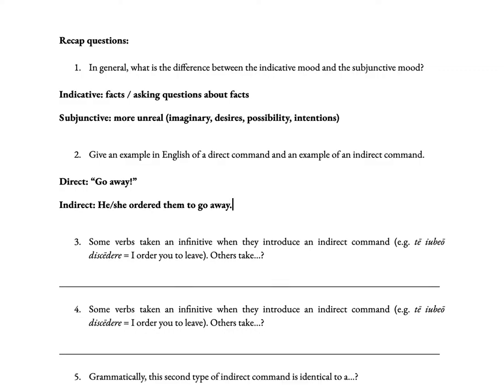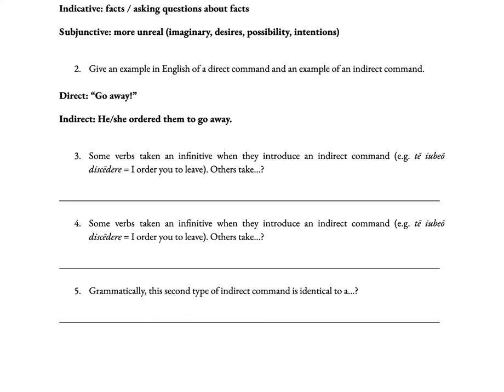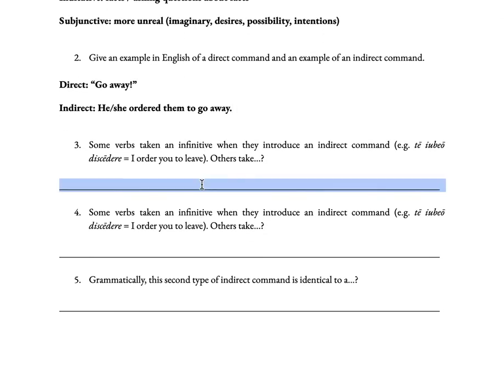He begged them to go away. She advised them to go away. All of those kinds of things. Those would all be indirect commands. Okay, now some verbs, when they introduce an indirect command, take indicative. So for example, iubere just takes an accusative and an infinitive, right? I order you to leave. So I order is iubeo, te is you, and then to leave, discedere, that's the infinitive.